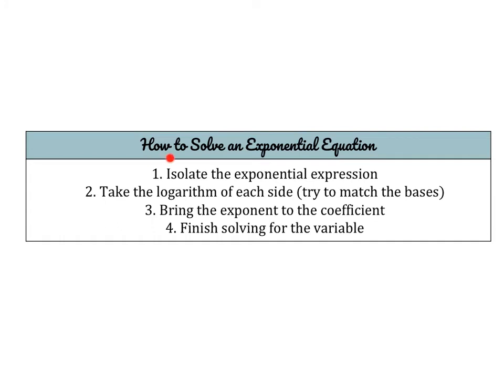Alright, we're going to start by talking about how to solve an exponential equation. So your first step is always going to be to isolate the exponential expression. And once that part is isolated, you're going to take the logarithm of each side. Now, just a little tip that might make it a little easier, try to match the base of your logarithm with the base of your exponential expression, and it will simplify quicker. Then you bring the exponent to the front as a coefficient using the law of logarithms that we talked about in the last lesson, and then finish solving for the variable when necessary.